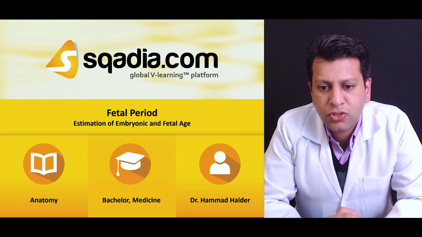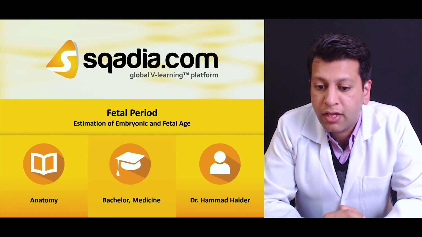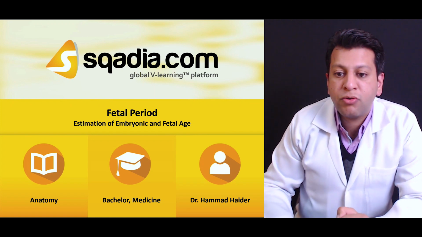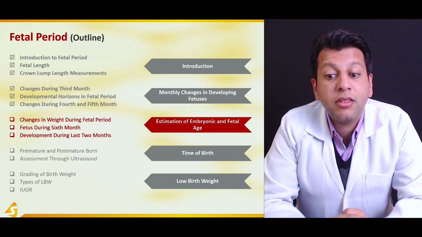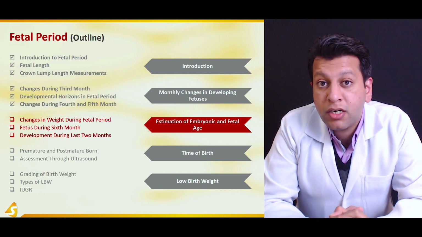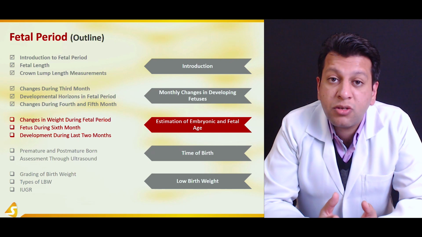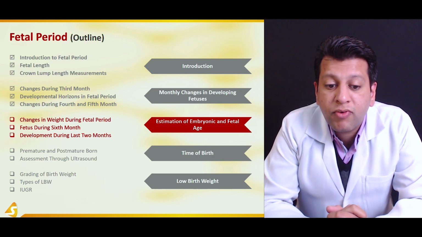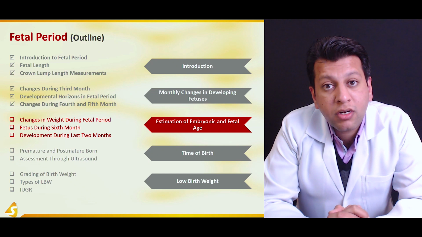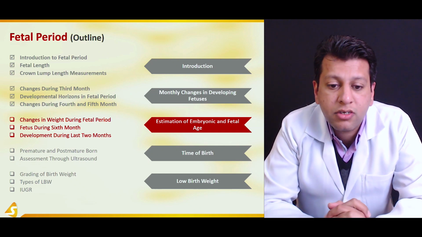Welcome back. So, coming to the third session of our talk, fetal period, is estimation of embryonic and fetal age. As I've already told you, we will be discussing in this session what the changes in weight are during the fetal period and how it actually grows. What are the changes occurring to the fetus during the 6th month? Development during the last 2 months, then how the maturation and increase in weight occur in the last 2 months.